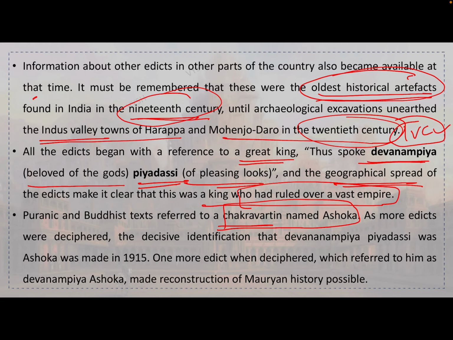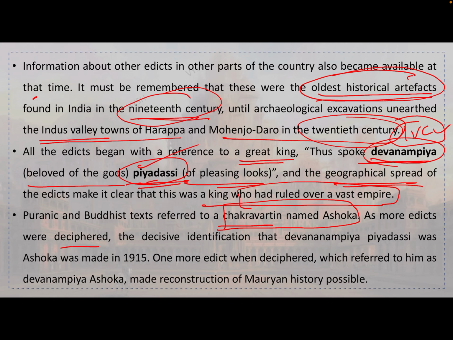Even after deciphering the Brahmi script, Devanampiya Piyadasi was a phrase used very frequently, but at that point of time it was not associated with Ashoka. The name was not written there, so they were not able to understand who the king actually was. But later, in a couple of texts and places, it was mentioned as Devanampiya Ashoka. Because of that information, they were able to reconstruct it.